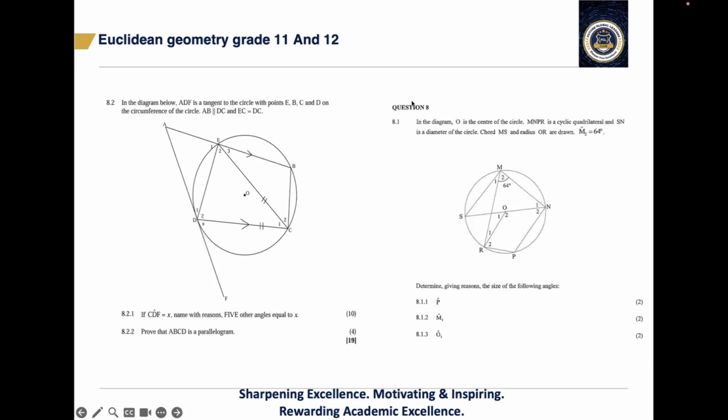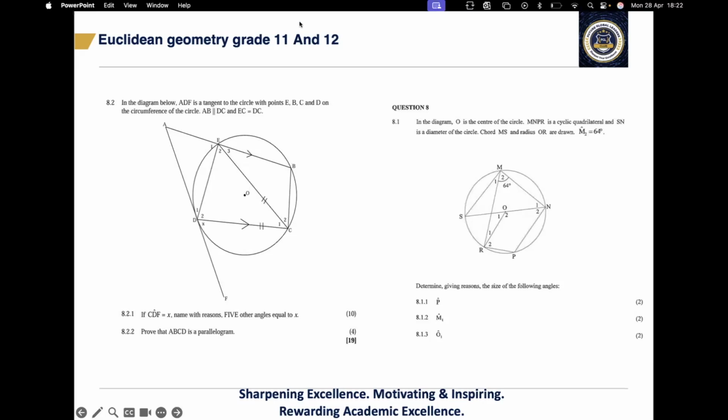Yes, we have now geometry in grade 11 and geometry in grade 12. These are two questions from two different grades, but both of these questions are asked in both those grades. If you look at the question on your left, it says that in the diagram below, ADF is a tangent to the circle, with points E, B, C, and D on the circumference of the circle. AB is parallel to DC, and EC is equal to DC. The questions that they are asking in this 8.2 are the very same questions that they will be asking you in grade 12.